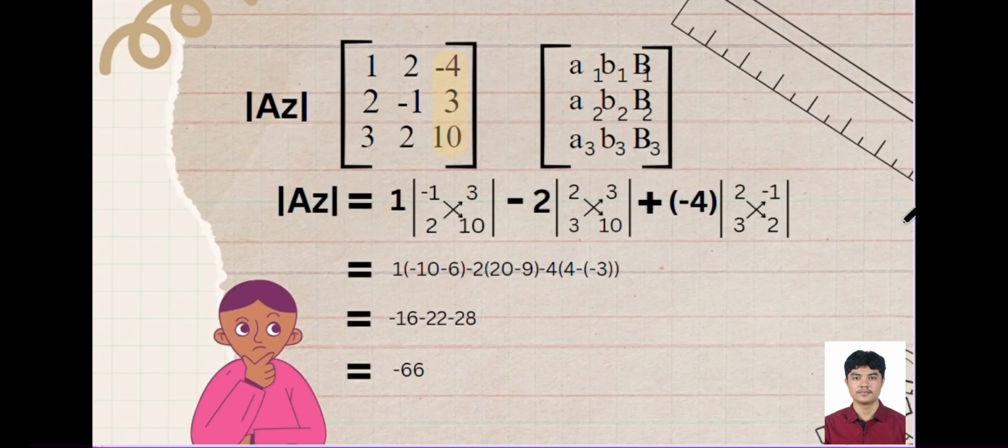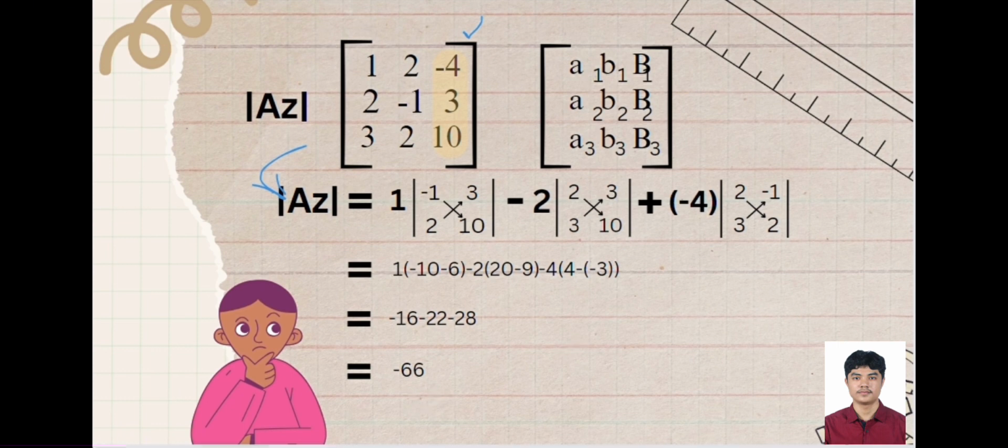After that, we need to find the AZ determinant. That is the matrix where we replace the third column of the A matrix with the answers of the equations, and then we find the determinant using the determinant formula as usual, and get the answer negative 66.